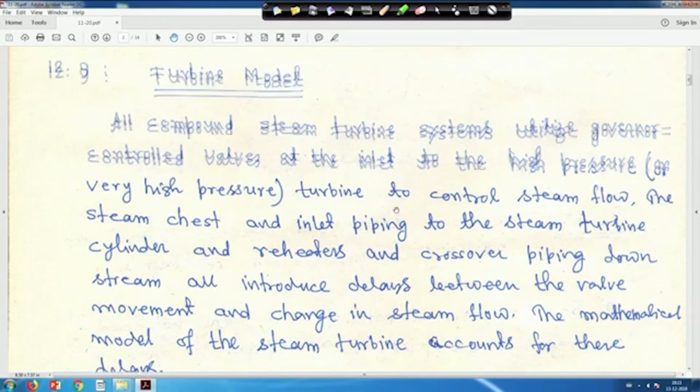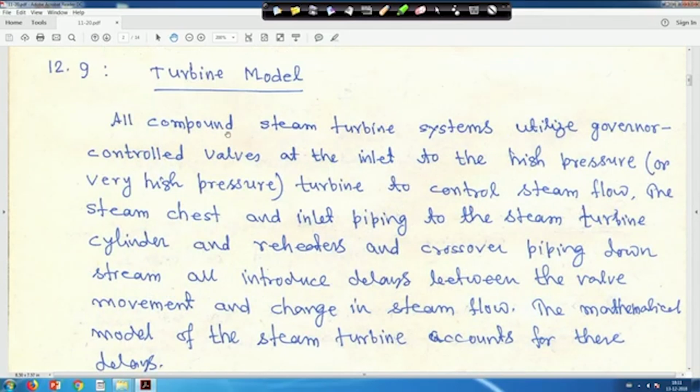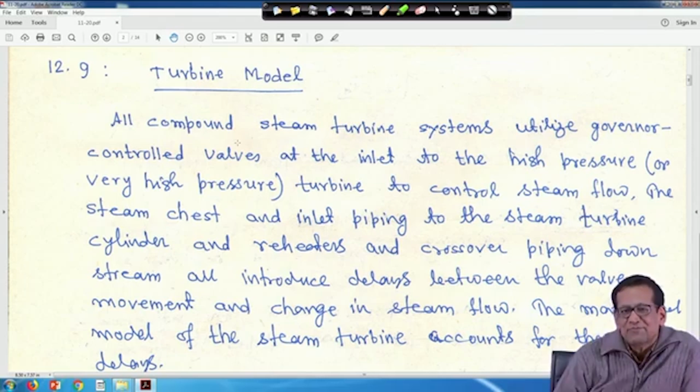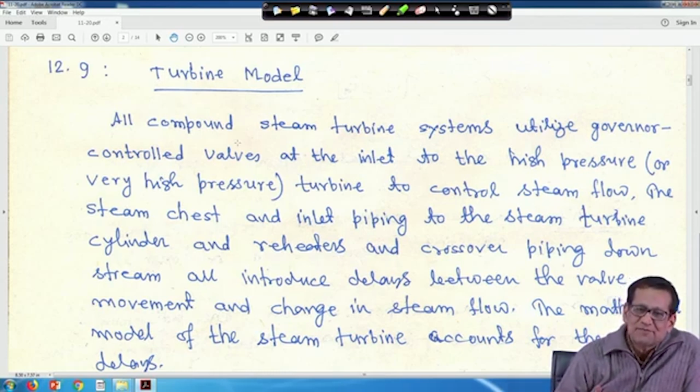Next, after this, the governor part is more or less over. Next we will go for the turbine model. In this course we will see only the steam turbine model. If time permits, at the end of this course, I will give you a little bit of hydro turbine modeling, very interesting it is. First we will finish the steam turbine model, right.